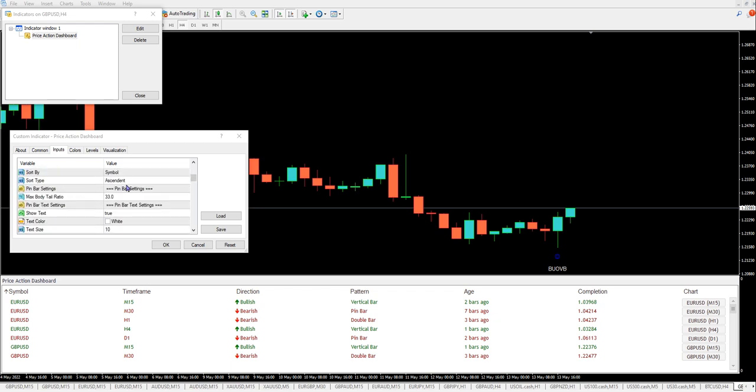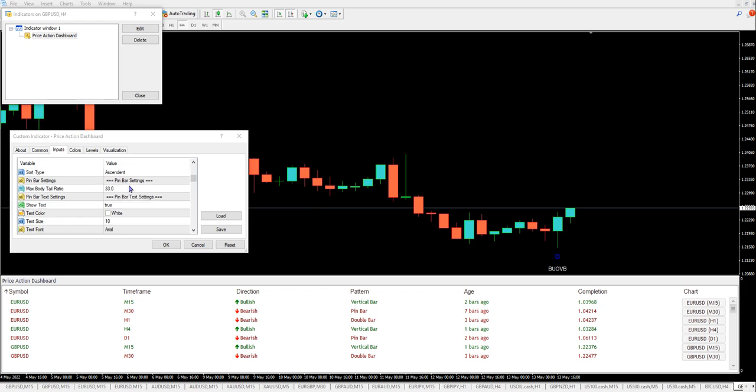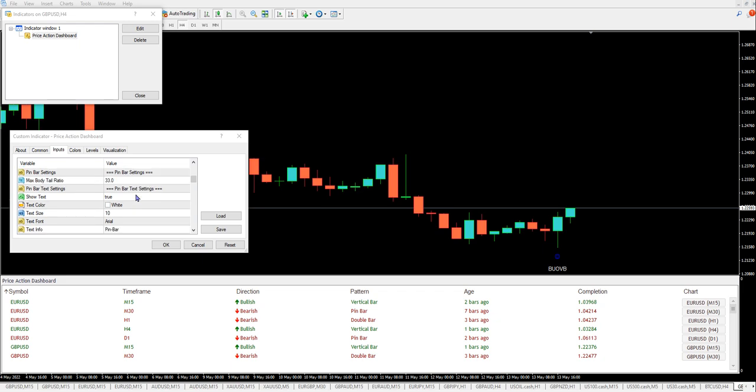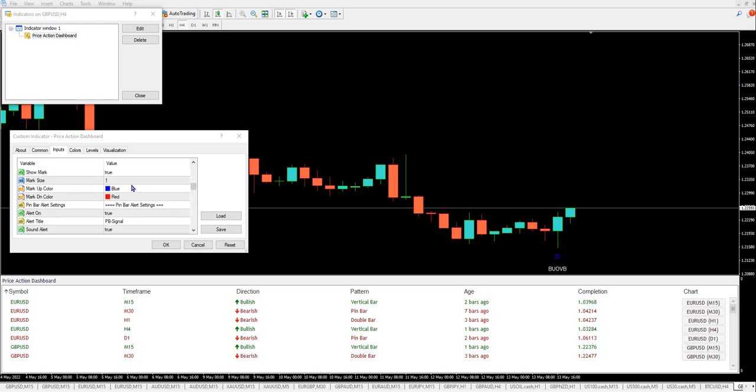And then let me just first name the patterns that it is looking for. It is a pin bar pattern, a pin bar candlestick. You can set the tail to body ratio here in the settings, and that's very handy depending on the type of pin bar you want to look for. It has different alert settings and visualization settings on the chart.